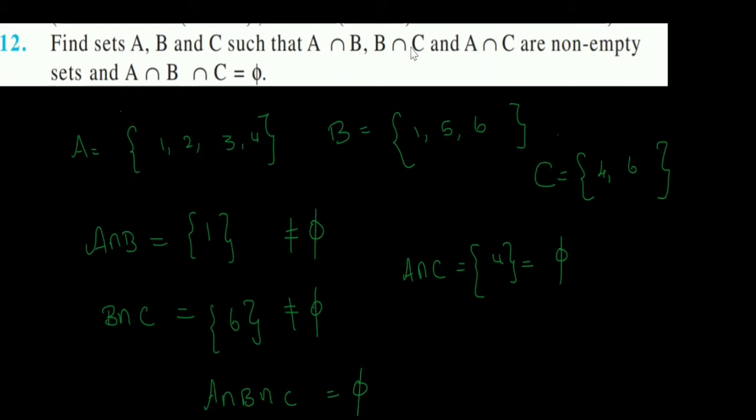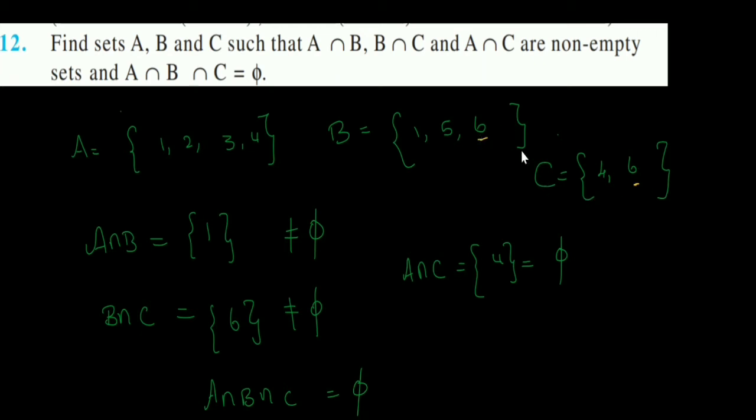Now B and C should not be empty. So B is 1, 5, 6. I make sure one of these elements is there. So don't write 1 here because you have to give an example where A intersection B intersection C is empty. So if you put 1 here, A intersection B intersection C is 1. 1 is common everywhere. So don't write 1 here. Some other number, you have 1, 5, 6. So I have written 6 as a common element. So B is 1, 5, 6. I have written C as 4, 6.